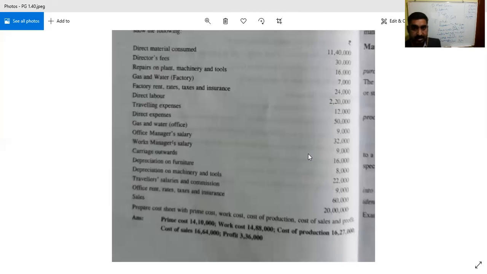Office expense. Office manager's salary, it is coming to office. Work manager's salary, it is 32,000. Carriage outward, selling and distribution. Depreciation on furniture 8,000, that is office. Then depreciation on machinery and tools 22,000. Travelers salary and commission, selling. Office rent, rates, taxes and insurance 60,000. So there is some doubt about the work cost.